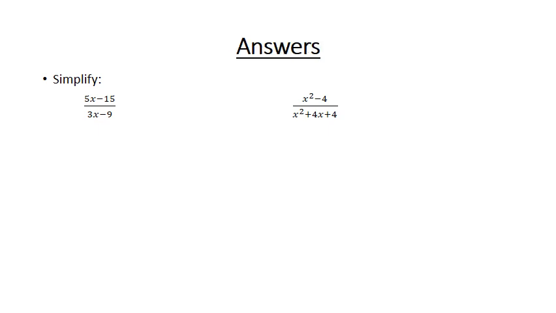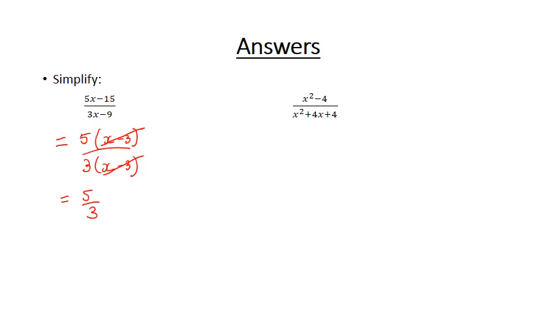Okay, so let's see how you went. In our first example, I'm going to take out 5 as a common factor. That leaves me with x take 3 up the top. I'm then going to take 3 out as a common factor, and that leaves me with x take 3 down the bottom. You can see that I can cancel off the x take 3's. That just leaves me with 5 over 3.